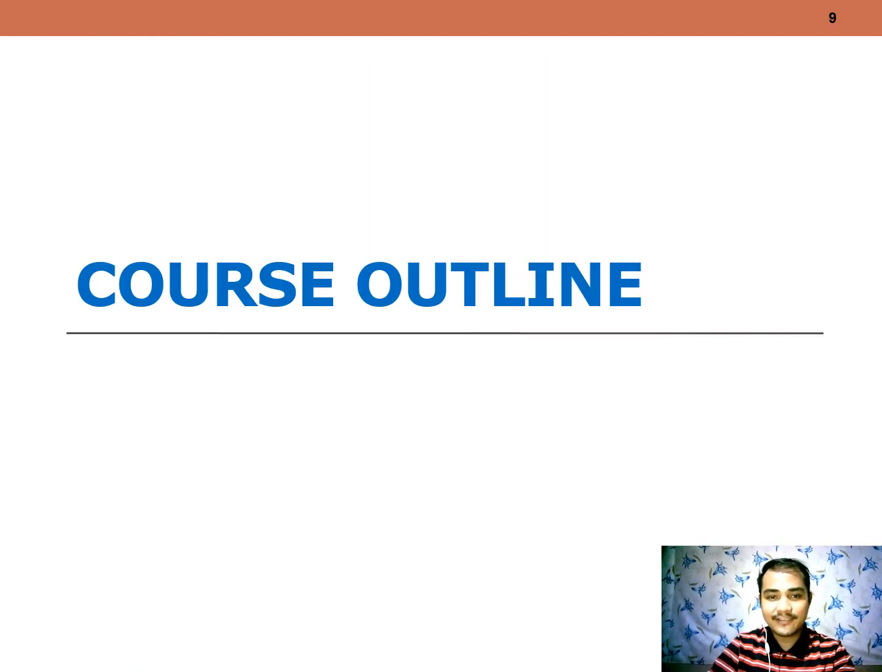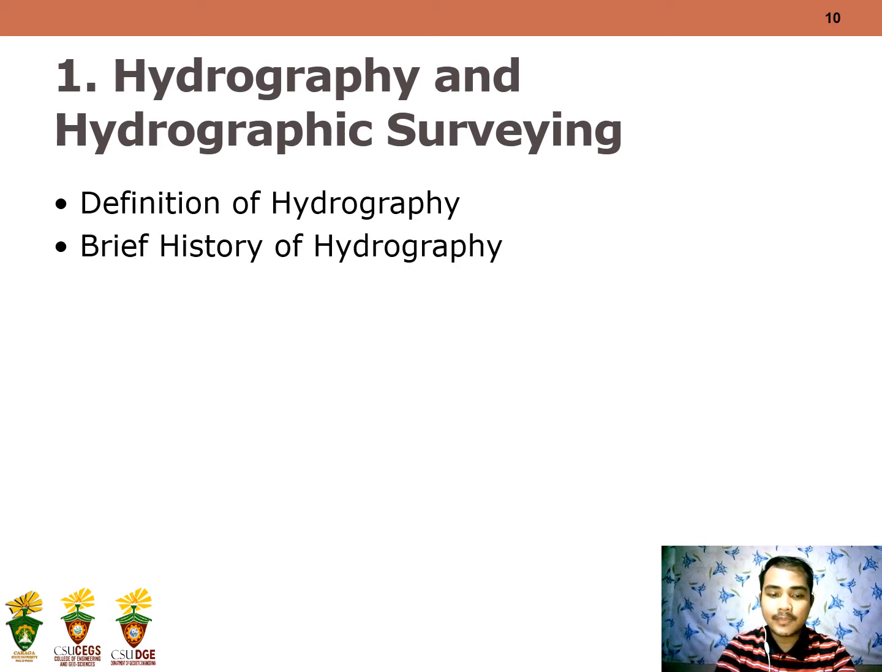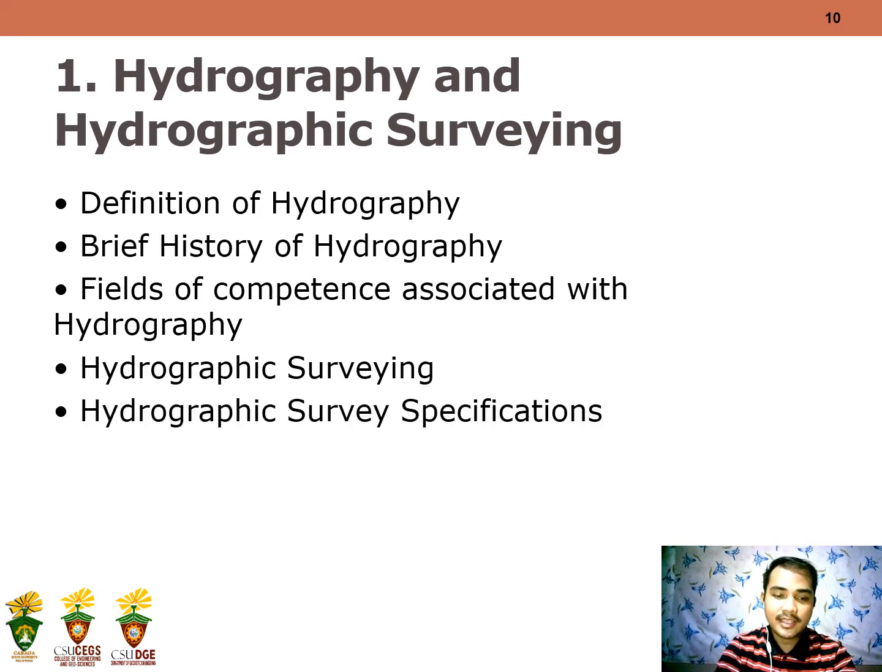This will be the course outline for this subject. These are the topics that we are going to tackle in the whole semester. First is all about hydrography and hydrographic surveying. Here, we are going to discuss the following subtopics: the definition of hydrography, brief history of hydrography, the fields of competence associated with hydrography, and all about hydrographic surveying and hydrographic survey specifications. So in this part, we are going to have the introduction of the course, the related terms and definitions pertaining to hydrography and hydrographic surveying.